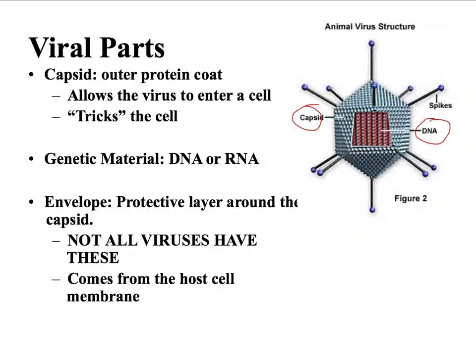Finally, an optional layer is the envelope that you would find around the capsid. The envelope is actually a part of the host cell membrane. It just kind of allows the virus to be a little bit trickier and fool the host cell a little bit better. And then the host cell will take in that virus, and the virus will become a part of the cell's DNA. So the envelope is an extra layer. Usually these are going to be in animal cell viruses.